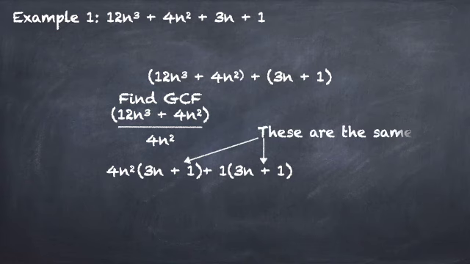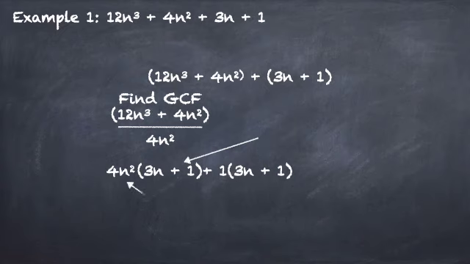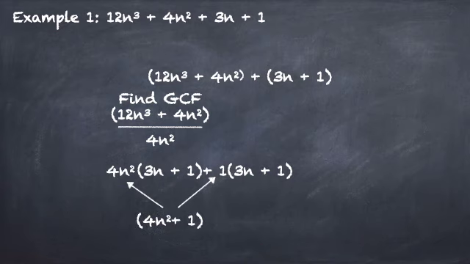This and this are the same. So we ended up with our matching factors. That means that in our final answer, one of the factors is going to be 3n plus 1. The other factor is made from my GCFs, 4n squared plus 1, and I'm going to put them together in a parenthesis. So 4n squared plus 1, times 3n plus 1. And that's my answer. If I were to FOIL it out, I would see that this gives me 12n cubed plus 4n squared plus 3n plus 1.